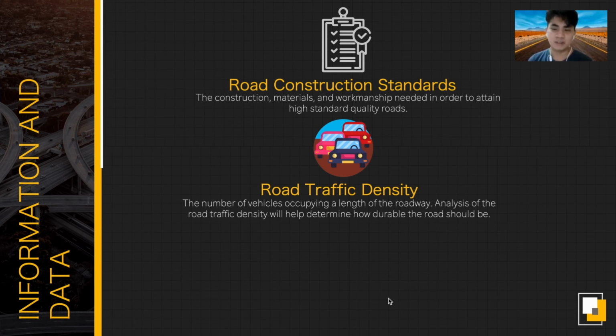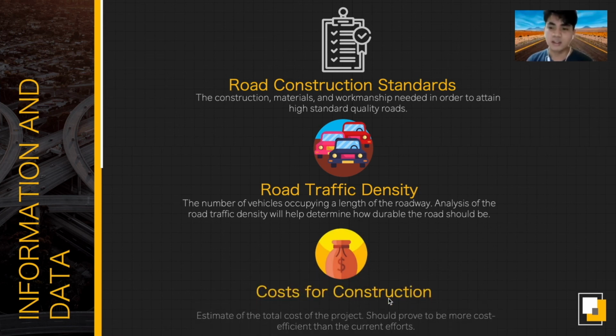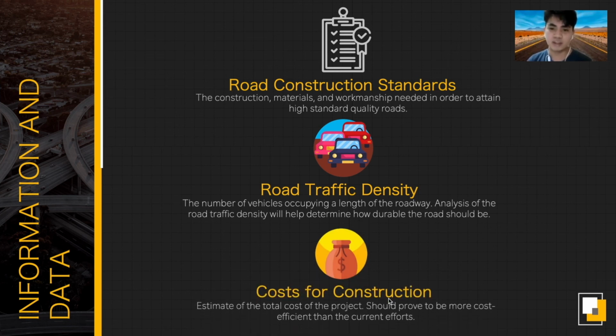For example, national roads usually have higher traffic density, thus the constructed road should also be of better quality. Finally, the costs for construction. The project will need to have data on the average costs per material needed for the road construction. This should prove to be more cost-efficient than the current efforts.